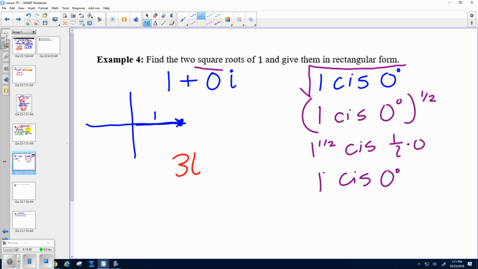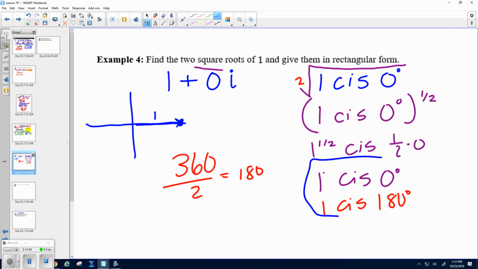So I do 360, and this time I divide by what? 2, because I took a square root. My index here that you don't see is a 2. That gives me 180 degrees. So I add 180 to the previous answer, and I get that. Now, my 2 answers that I just found are in what form? Polar.